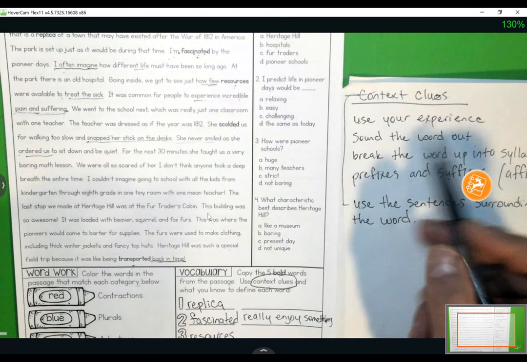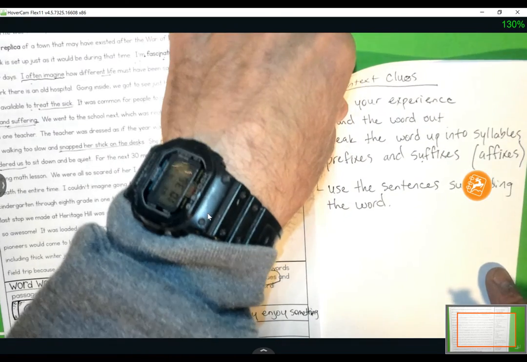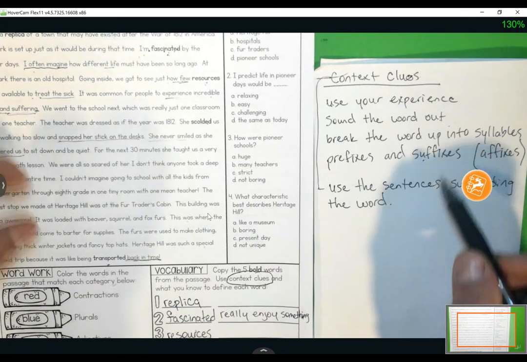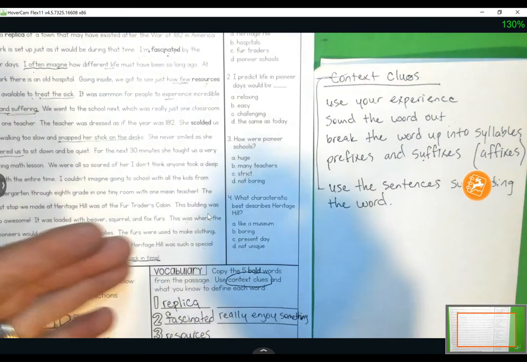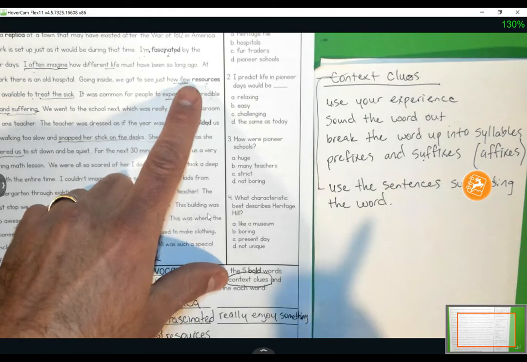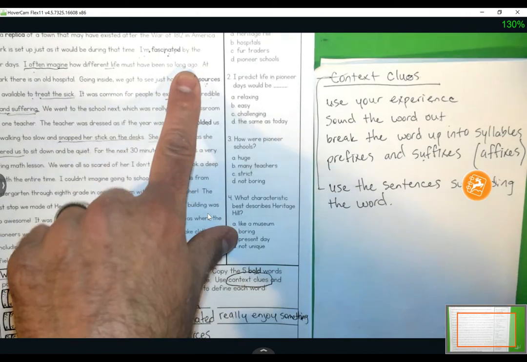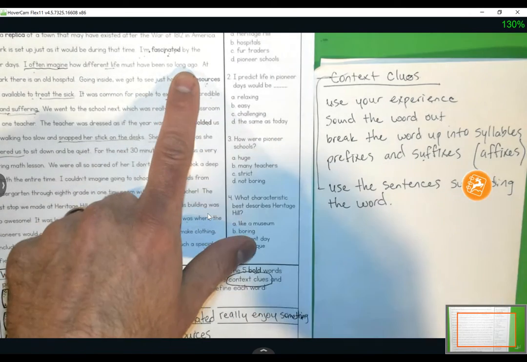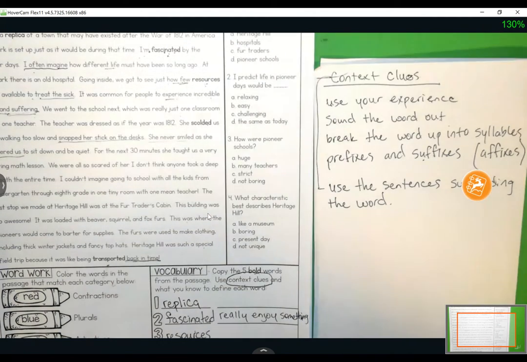Okay, so I'm sounding the word out, resources. I'm breaking the word up into syllables. So I have re and sources, right? The prefix re means again: redo, reschedule, resources. And then we have sources. My experience with the word sources: my teachers tell me to use sources to help me with my writing. Places that you can go to get something, to get information.